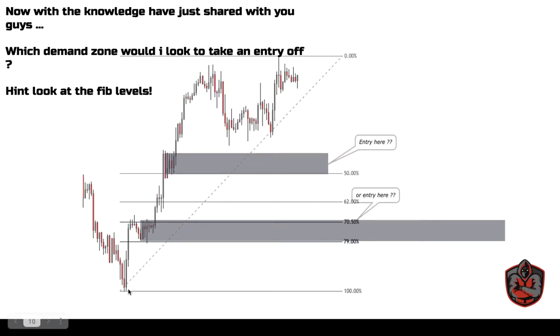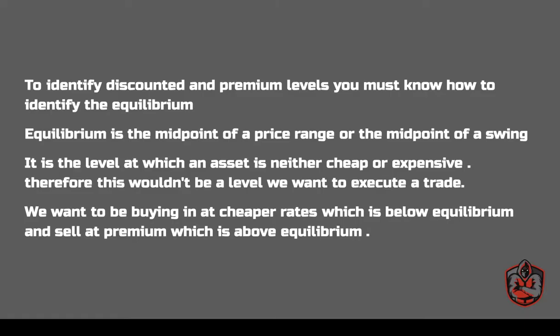Now, with the knowledge I have just shared with you guys, which demand zone would I look to take an entry off? Hint, look at the Fibonacci levels. So now that I've marked out the swing low and the swing high, we have our Fibonacci levels here. Now remember, 50% is our equilibrium. And what did I say about equilibrium? It is the level at which an asset is neither cheap or expensive. Therefore, this wouldn't be a level we would want to execute a trade off, right?